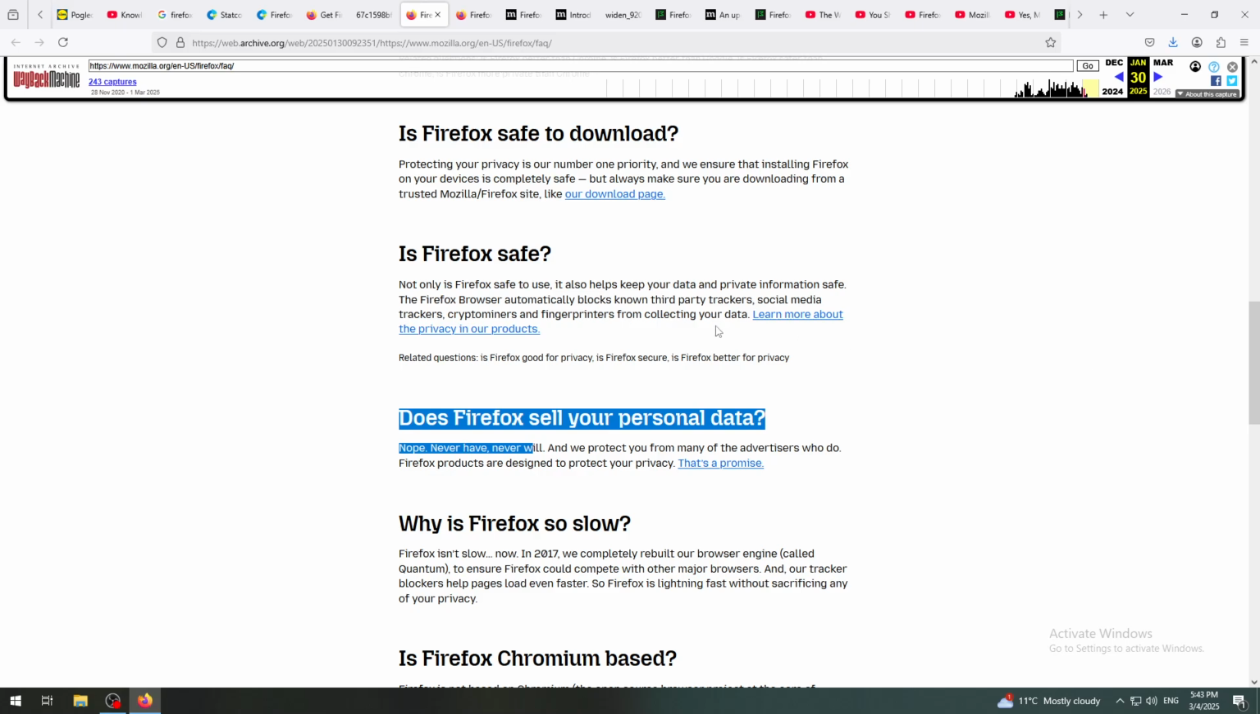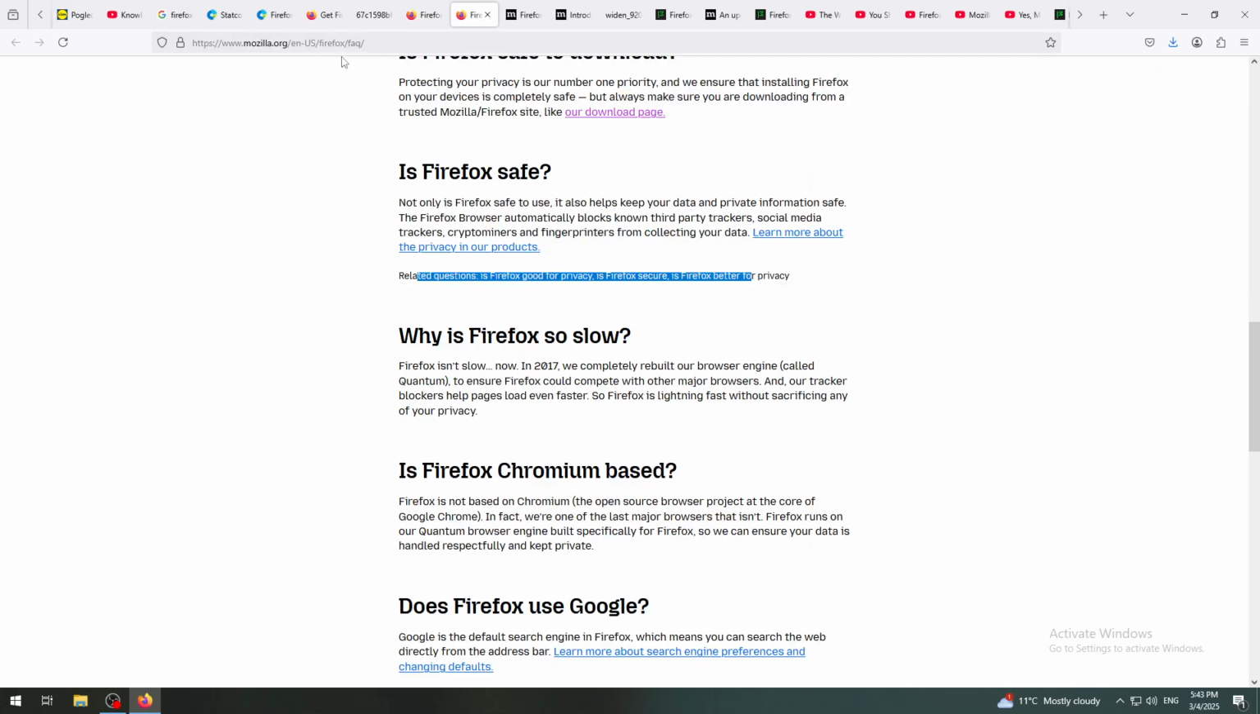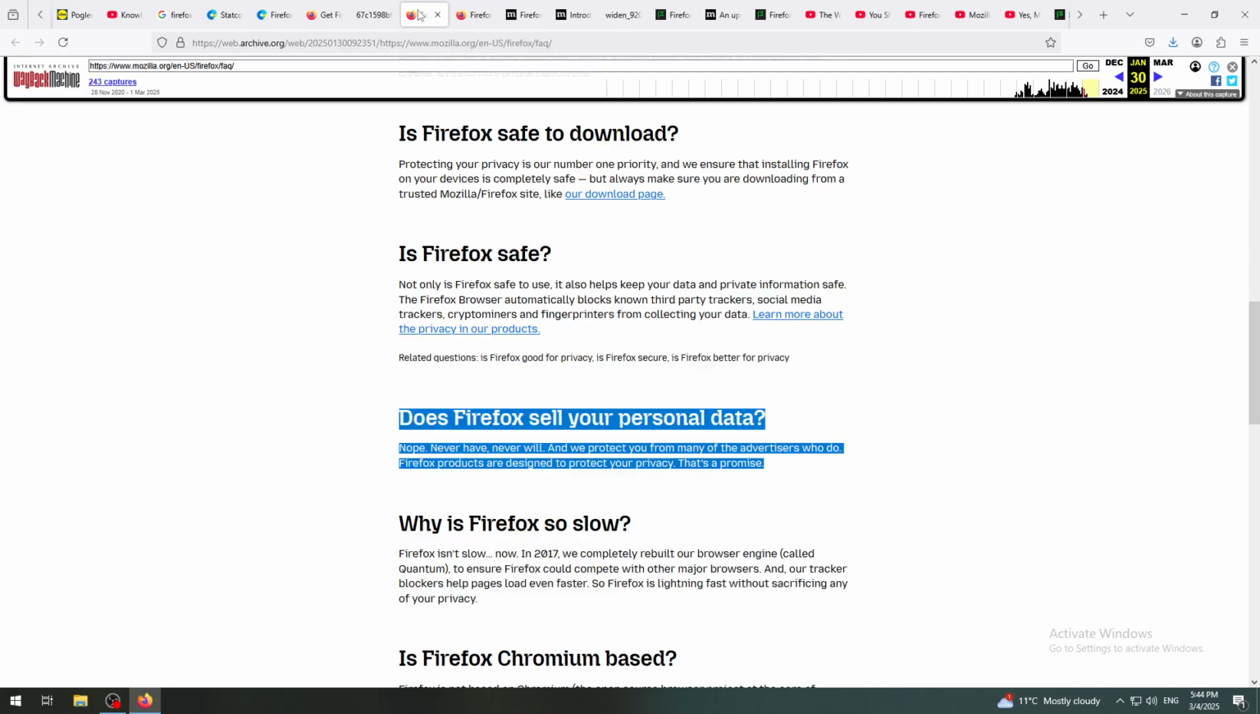Below the statement and question, "Is Firefox safe?", there was this question: "Does Firefox sell your data?" "No, never have, never will." So this was like a week ago. But now when you go to the Firefox frequently asked questions, "Is Firefox safe?"